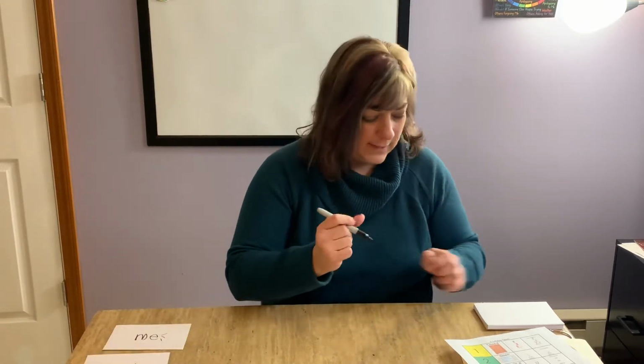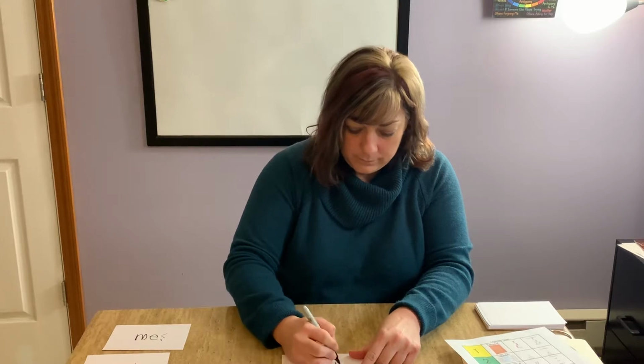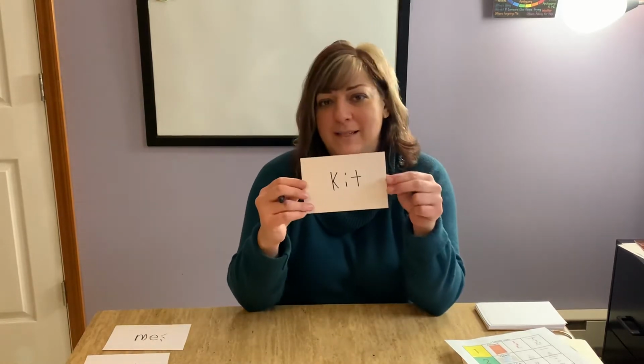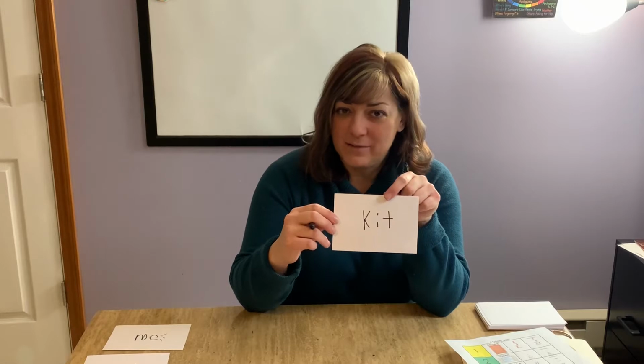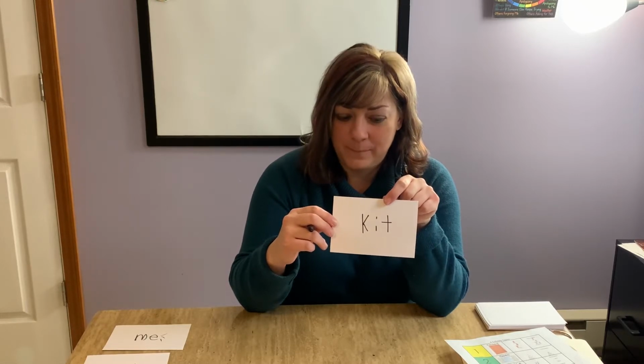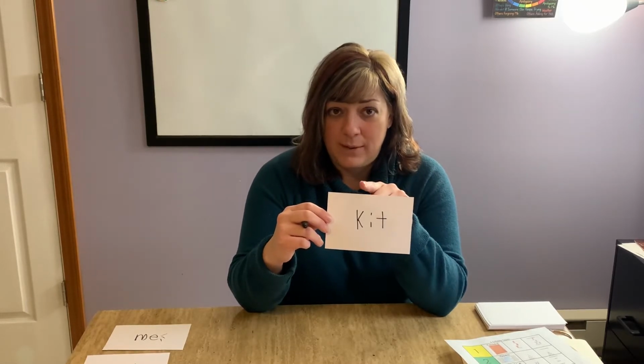I'll give you another example. If we think about this word, it would be an example of a closed syllable. There's one vowel, the word ends with a consonant, so that consonant blocks the vowel and it doesn't get to say its name. And so this word would be kit.